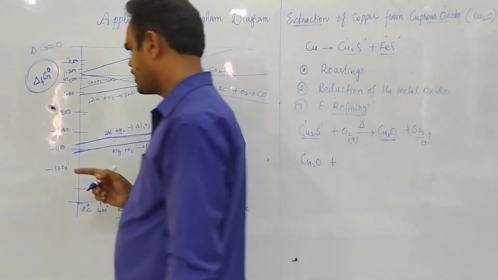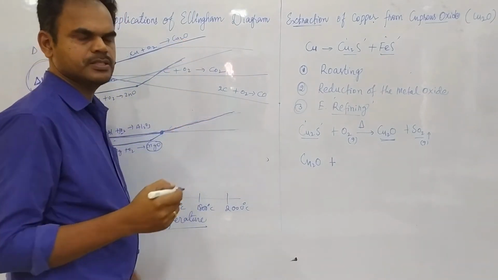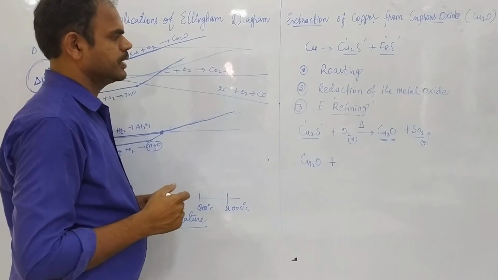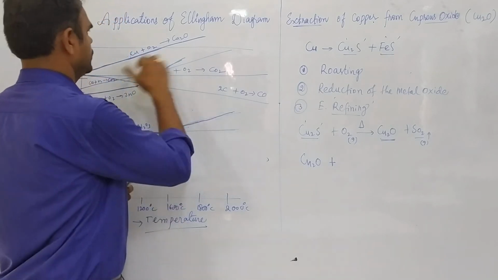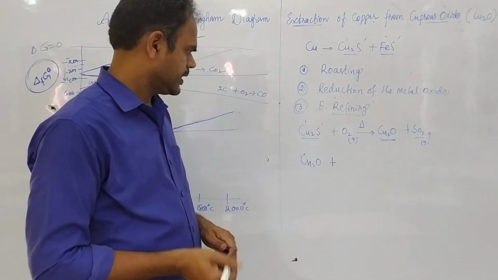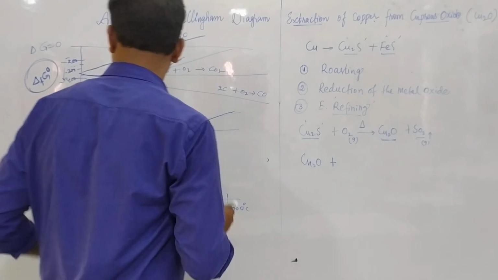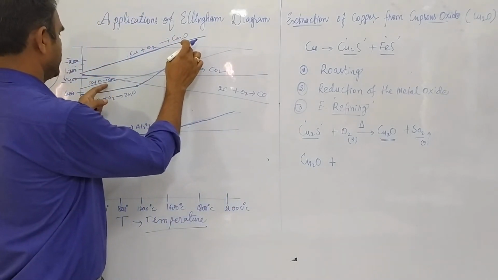So what we can understand is that copper can be obtained easily from cuprous oxide, because its delta G values go towards positive. Then, below this cuprous oxide, what oxide formations are there?